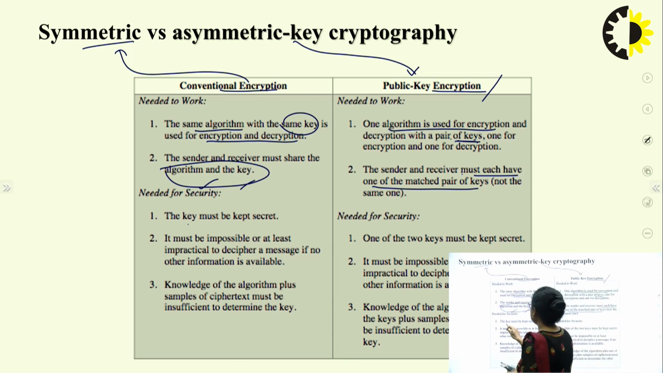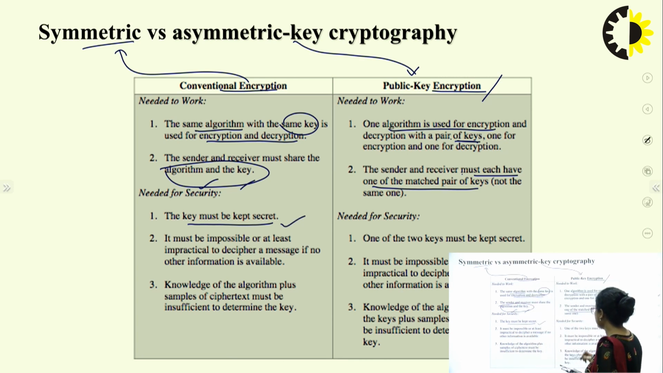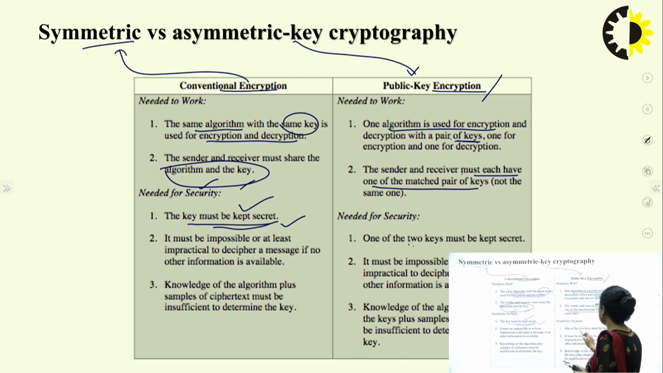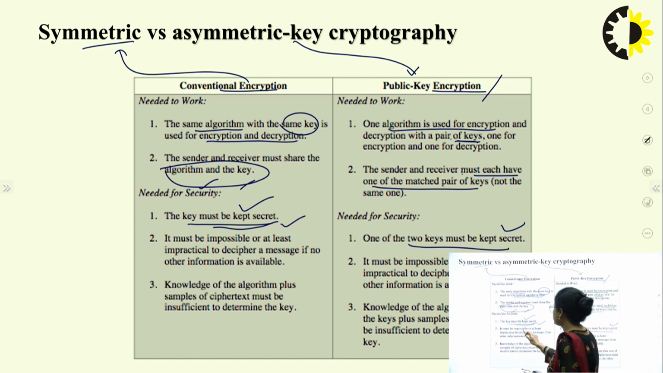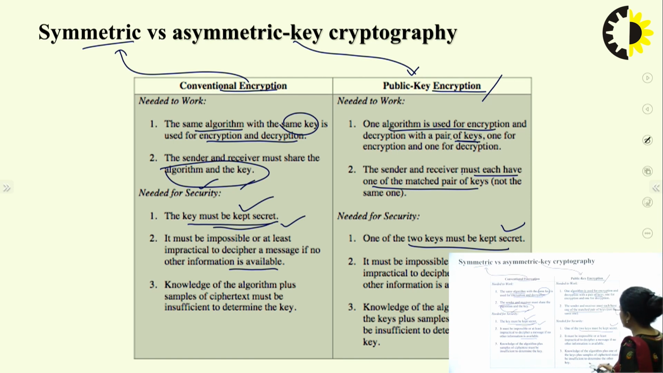Now, when it comes to the security aspect, in the case of the symmetric one, the single key must be kept secret. Here only one of the keys is kept secret, which we call the private key, and it must be impossible, or at least impractical, to decipher a message if no other information is available.